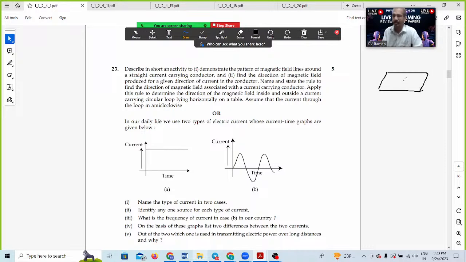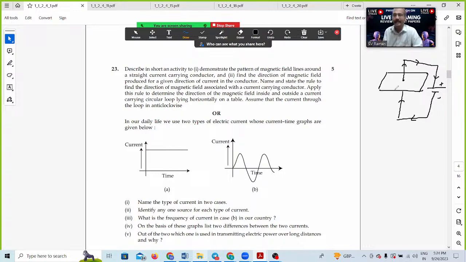We have taken a cardboard sheet, placed a hole and inserted the copper wire. Then both the ends of the copper wire we have connected to battery terminals. Let's say current is flowing from negative terminal to positive terminal.